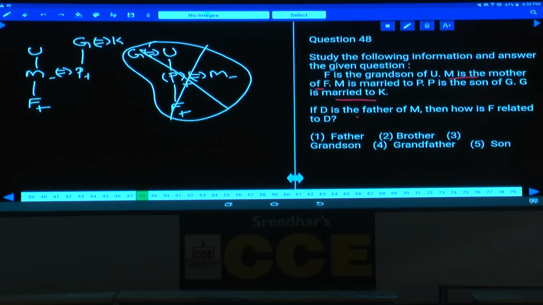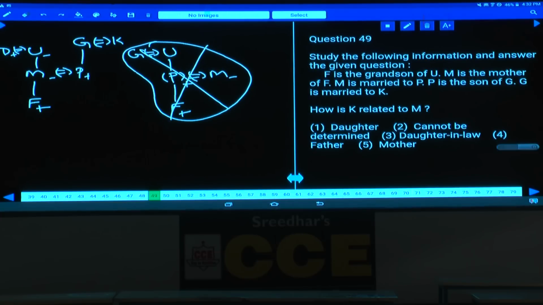Then if D is the father of M, as D is the father of whom? D is the father of M. If D is the father of M, then D is here. Now this D is the father of M means D is married to U. Then how is F related to D here? F is the grandson. Grandson, that is choice 3, question 48.